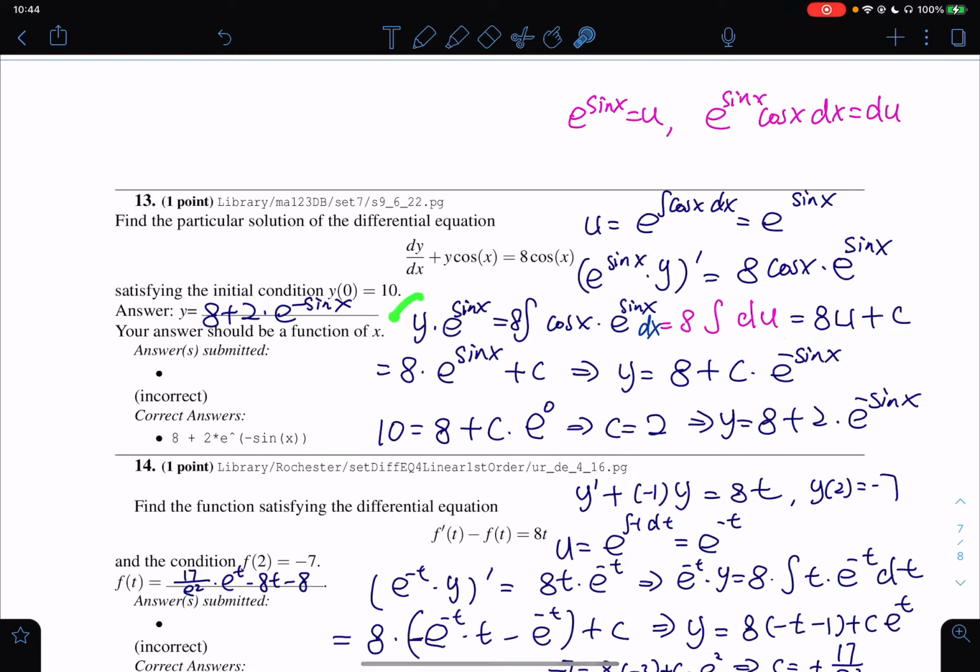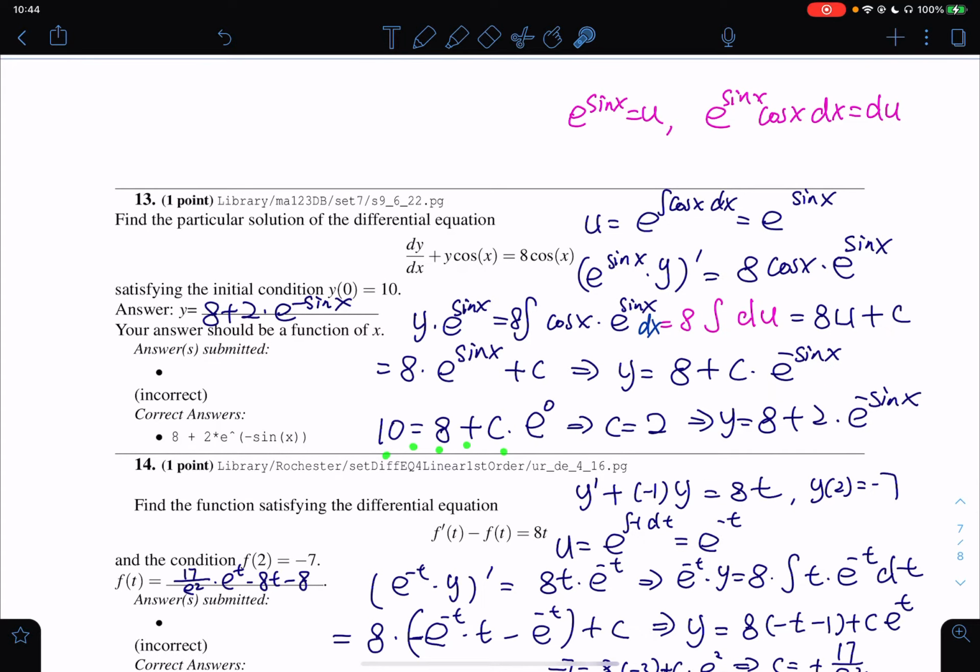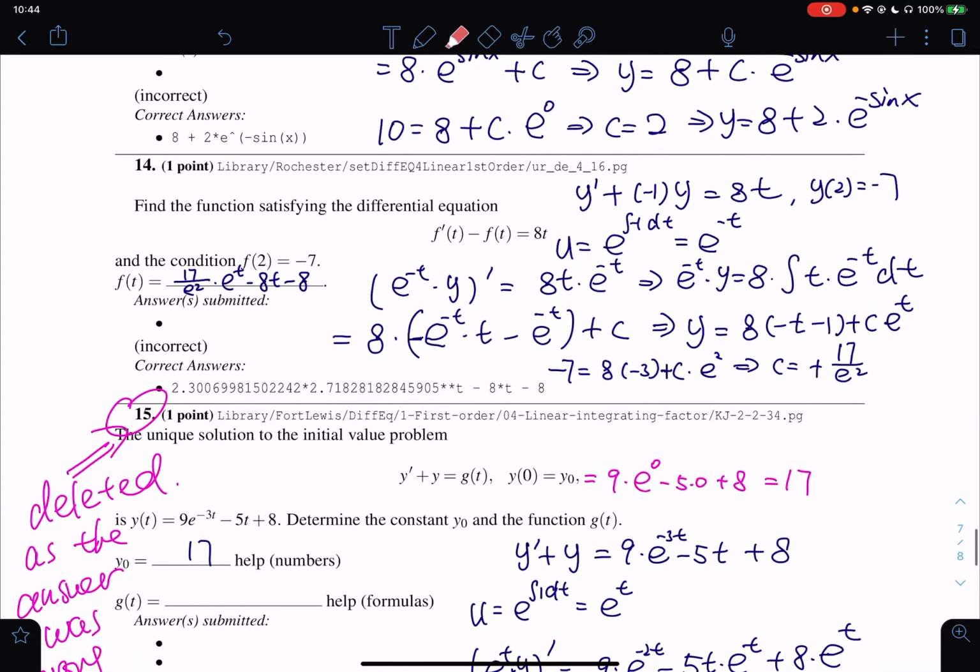So what I found is y times e to the sine x is 8 times sine x plus c. All I need to do is get rid of e to the sine x. So I end up with y equals 8 plus c e to the negative sine x, because I'm dividing by it. There's an initial condition given to me, so I'm plugging in 10 for y. And it's 8 plus c times e to the power of negative sine 0, hence e to the 0. So 10 equals 8 plus c. In other words, c is 2, so I can find my final answer relatively easily with c substituted in.